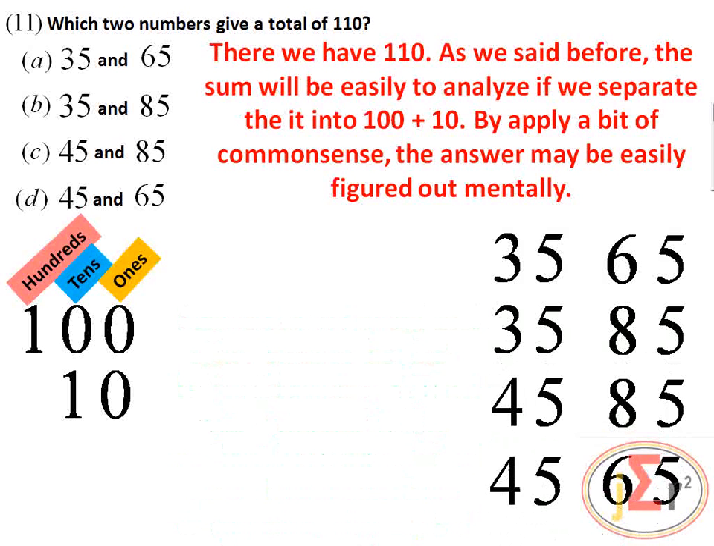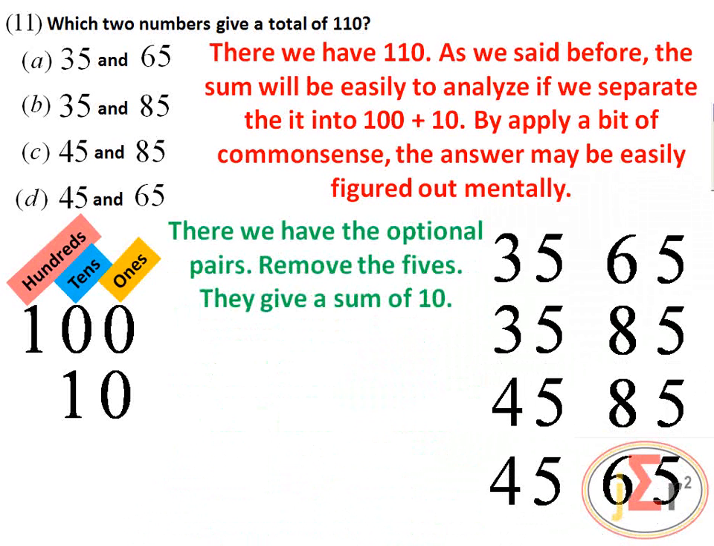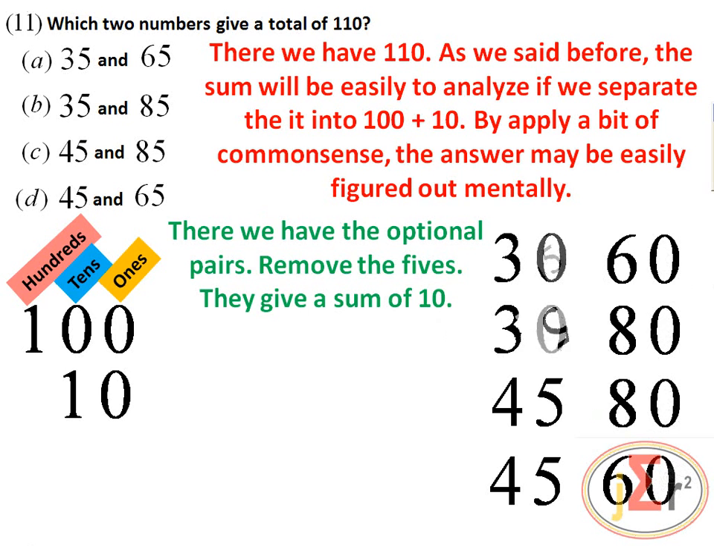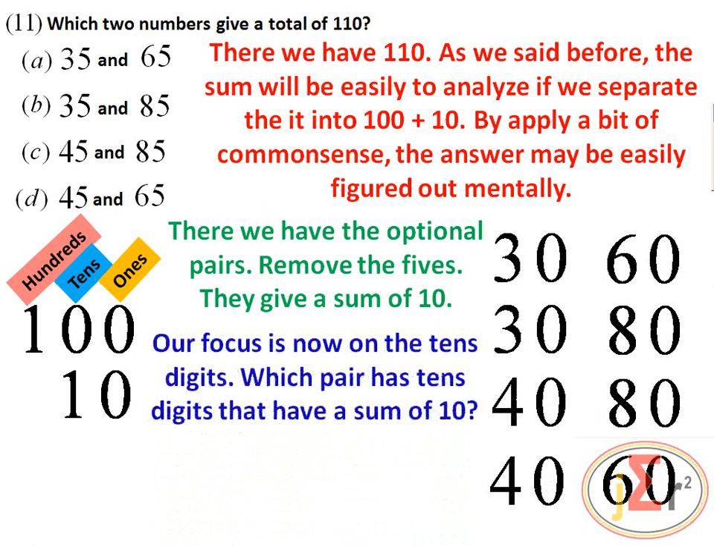So what do we have over here? There we have the optional pairs. Remove the 5s, they give a sum of 10. Right. So the pairs that we have here are the pairs in the options. We will remove the 5s because each pair of 5 will give a sum of 10. Right. So remove those. That is what we will have. Our focus is now on the tens digits.